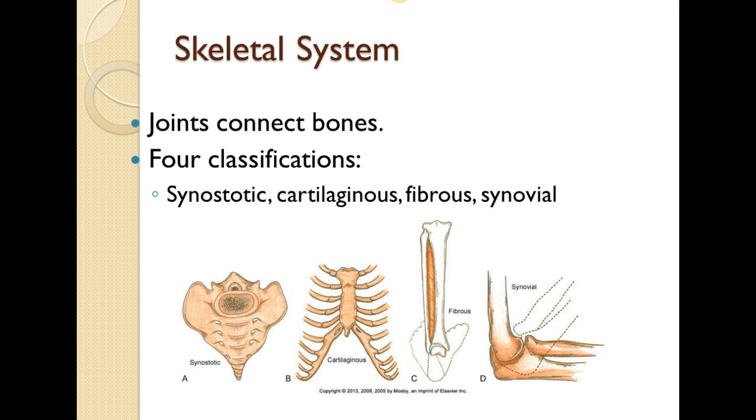In the cartilaginous joint, cartilage unites bony components. This type of joint allows for bone growth while providing stability. When bone growth is complete, the joints ossify.